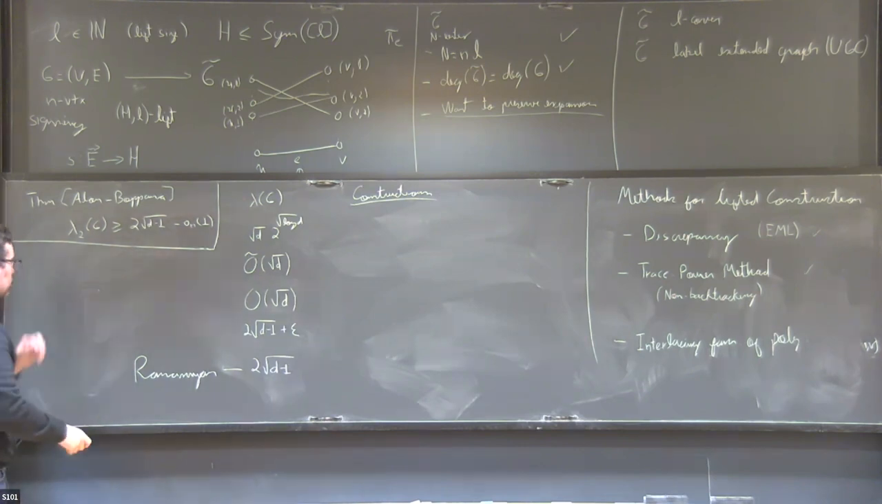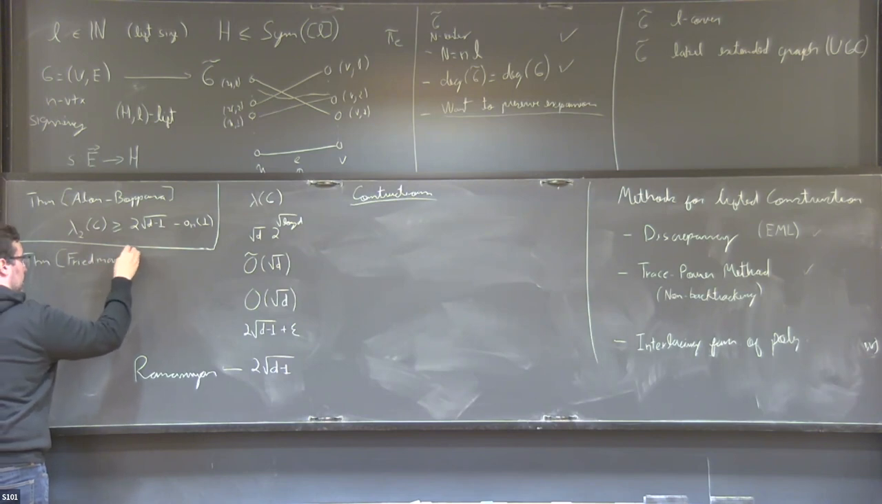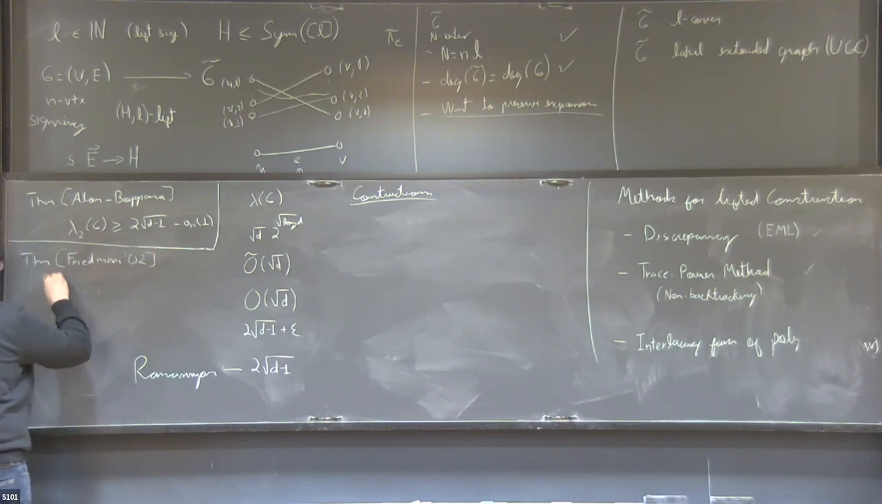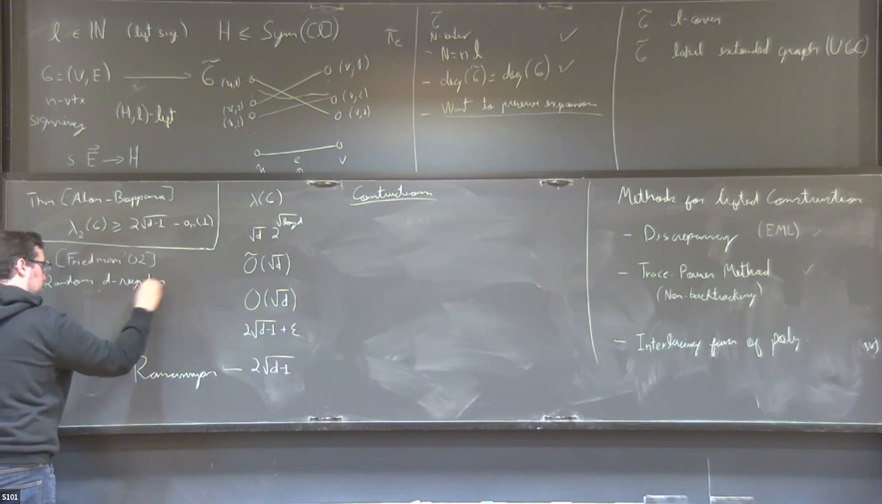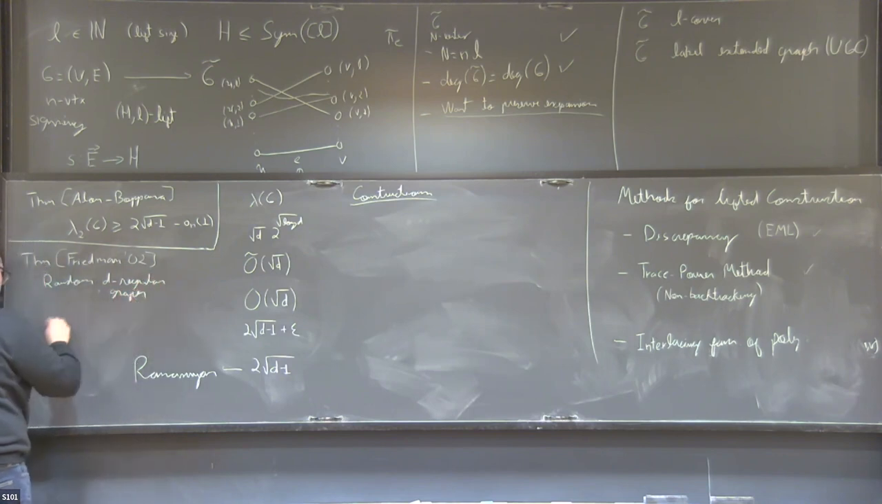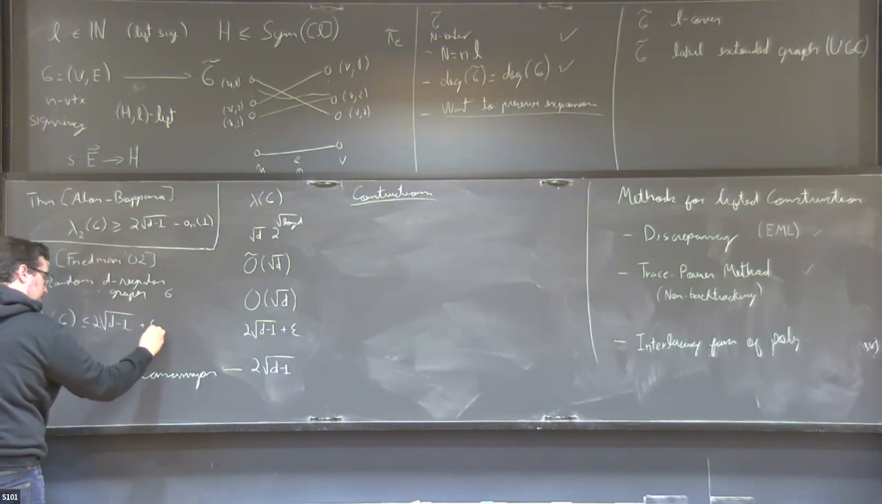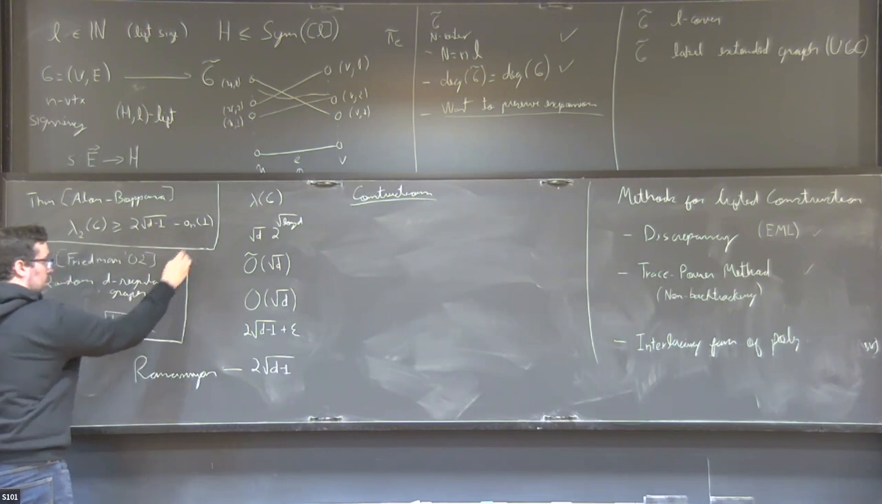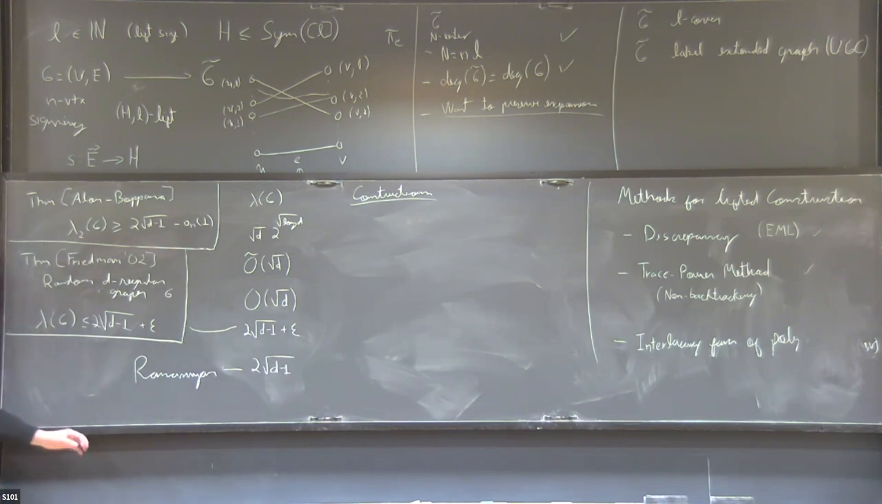And you also need to point out a theorem of Friedman, right? That if you take a random d-regular graph G, with high probability you're going to have a good expansion: lambda 2 is going to be at most 2 times square root of d minus 1, plus some epsilon. So in a certain sense, you know that there are a lot of graphs that achieve this bound. That was Friedman's result.